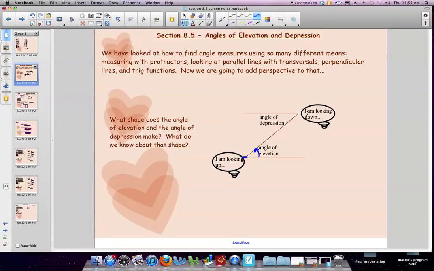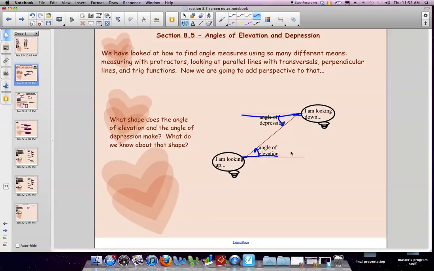Angle of depression would be if something is above, their line of sight would be right here, and then they would be looking down at something. That would be an angle of depression. Okay? If you'll notice, an angle of depression and an angle of elevation, these lines of sight would be parallel because they would be horizontal. And then when you connect them with a transversal, they make a Z shape.